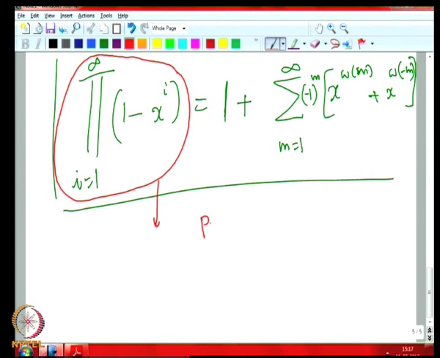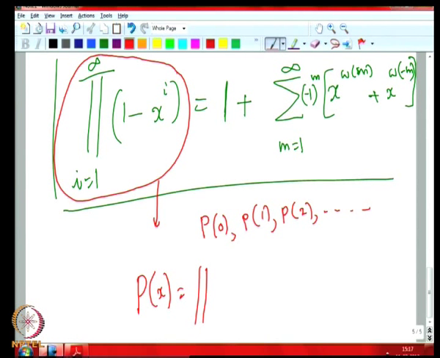Remember, the generating function for the main partition function p of 1, p of 2, and so on, this is the sequence corresponding to the number of partitions of n, with p of n being the number of partitions of n. We had found that the generating function p of x for this is the product of i equal to 1 to infinity 1 by 1 minus x raised to i, or we can write it as 1 minus x raised to i inverse.